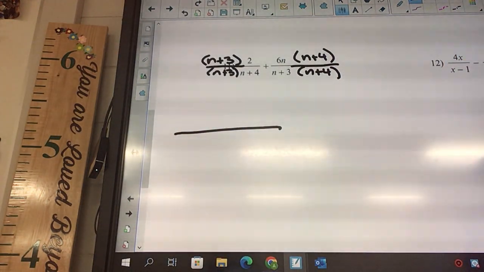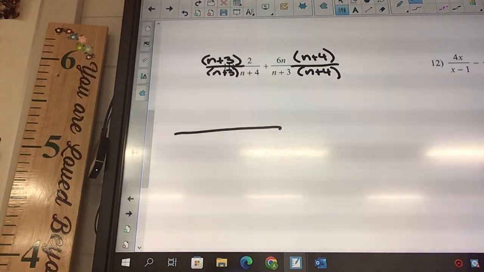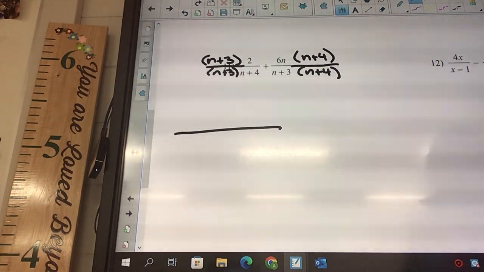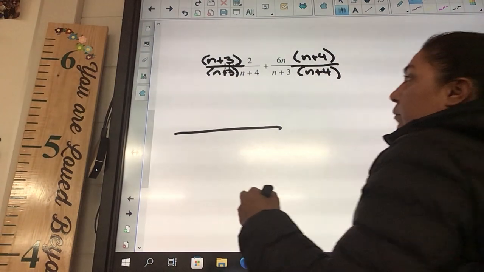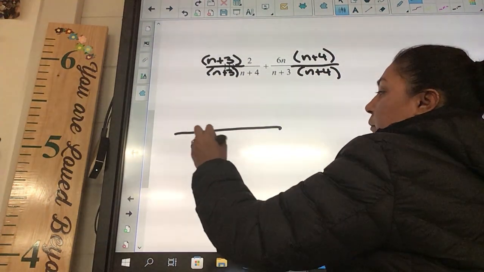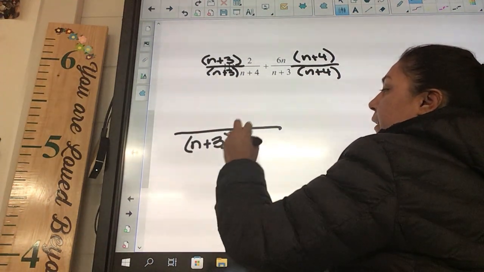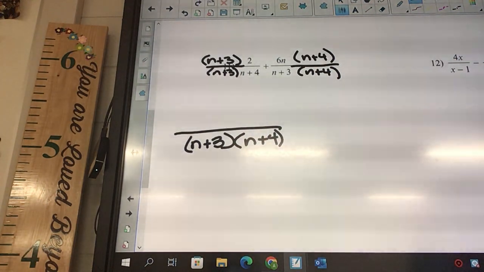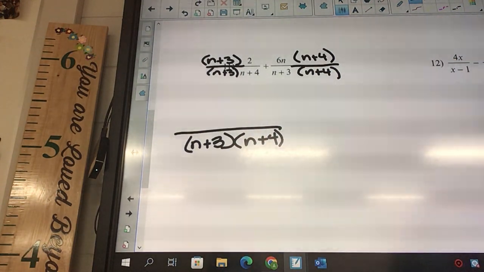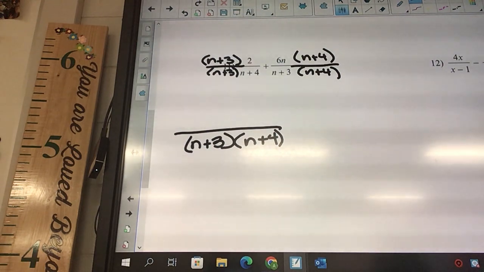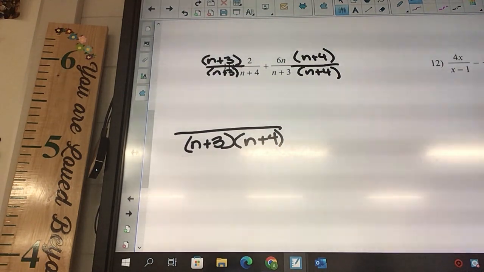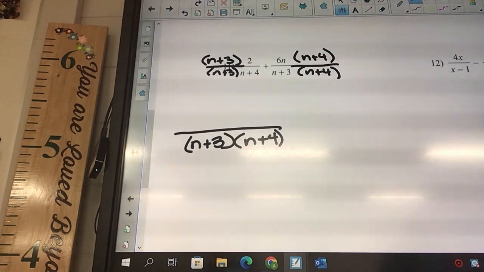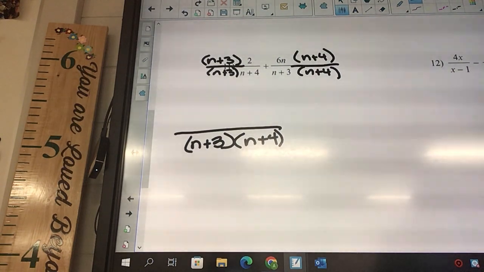What's going to be our new denominator? N plus 3 plus n. Good. N plus 3 and the n plus 4. And it does not matter when you have these parentheses if you're writing n plus 4 first and then the n plus 3, or n plus 3 and then the n plus 4. Okay, now when it comes to the top is when you start to add a little bit of extra step, okay?